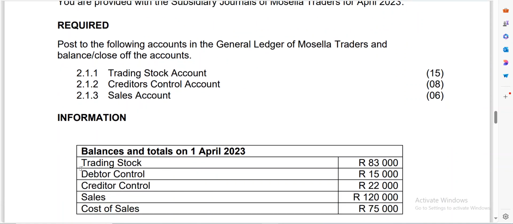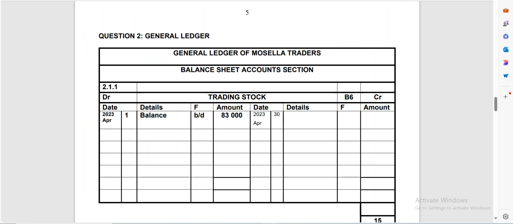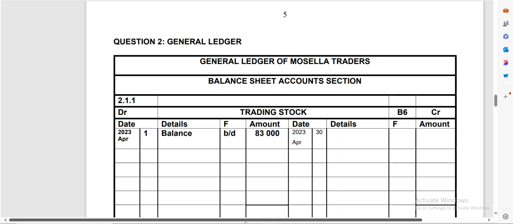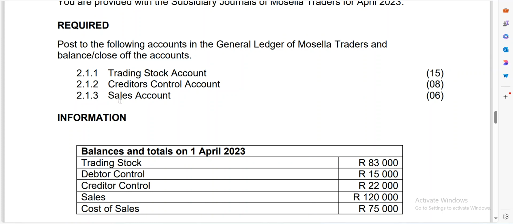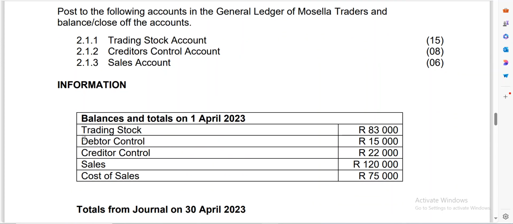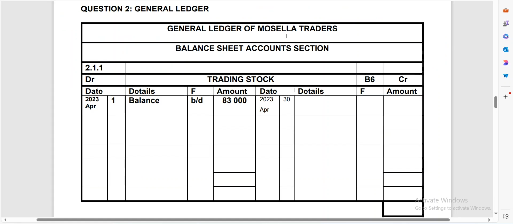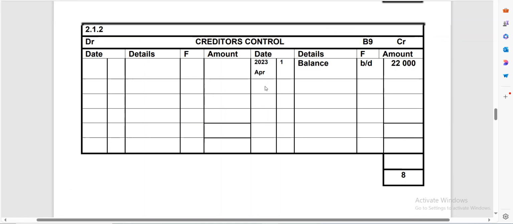So let's start. Our trading stock at the beginning of the year is 83,000. So we're going to go to our ledger account and see if it has been entered for us. If you look here, they've entered the 83,000 for us, so there's no need for us to enter it. Next, we have our creditors control. If you check, the balance of creditors control is 22,000. It must be on the credit side of the ledger account for creditors control. Here it is showing that indeed it does increase on the credit side and reduce on the debit side.